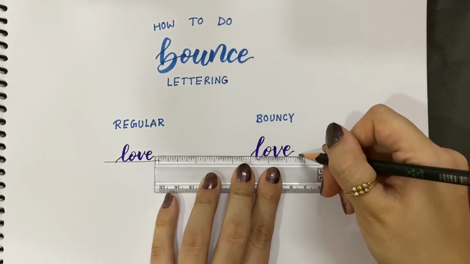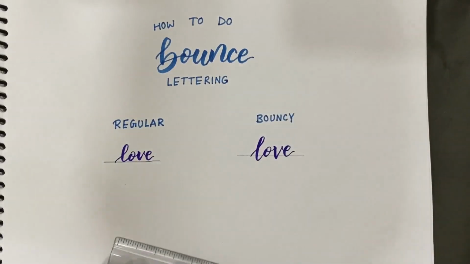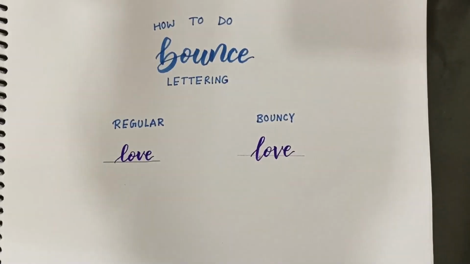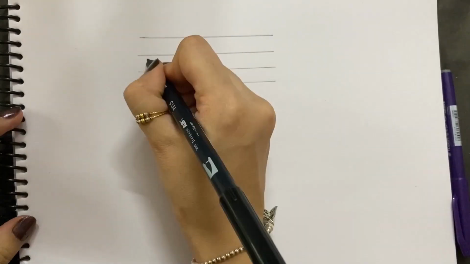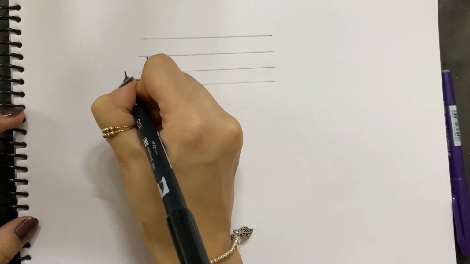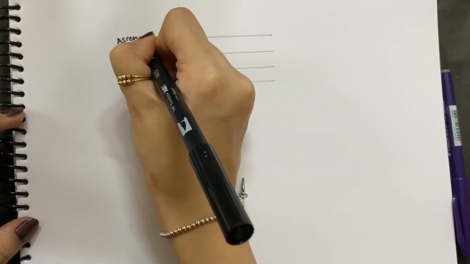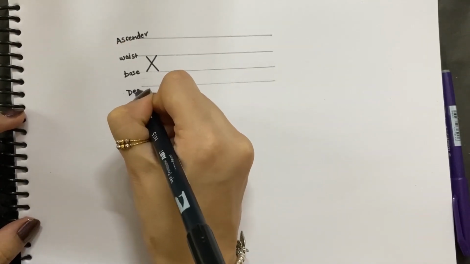If you look closely, you will find that the regular word is on the baseline and the bouncy one is below the baseline. You can do different variations in this. To understand better, I am drawing guidelines. This is the X height, which is the height of our letter.